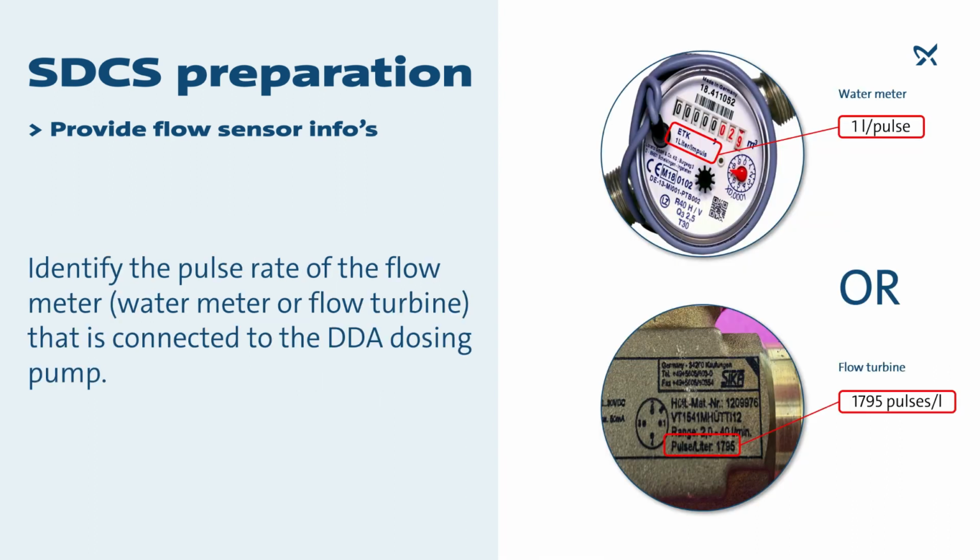Determine the pulse rate of the water meter or flow turbine connected to the dosing pump in volume per pulse or pulses per volume. The volume can be entered in liters or US gallons. The water meter or flow turbine is traditionally connected to the DDA dosing pump, as the gateway reads the number of incoming pulses via the data bus.